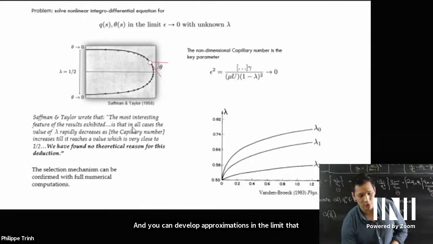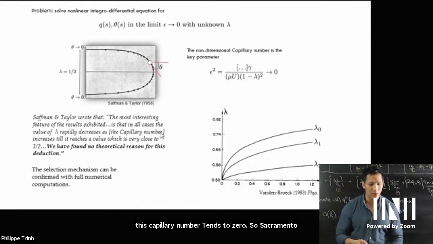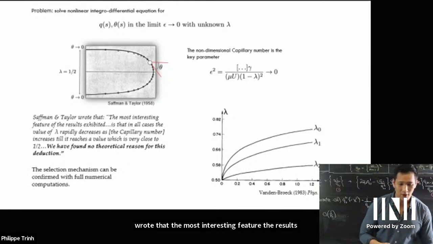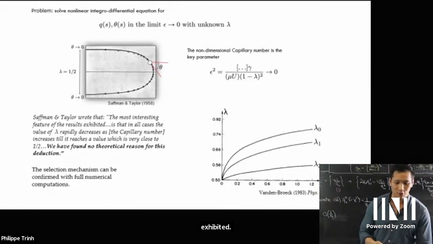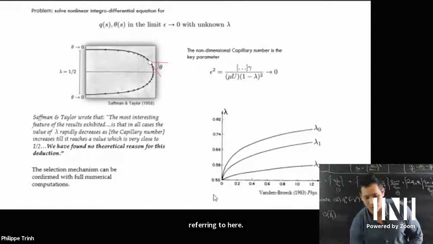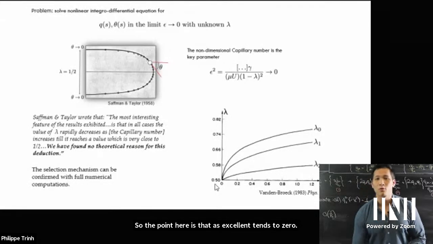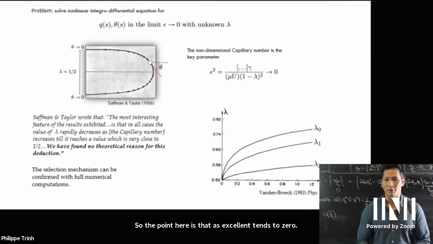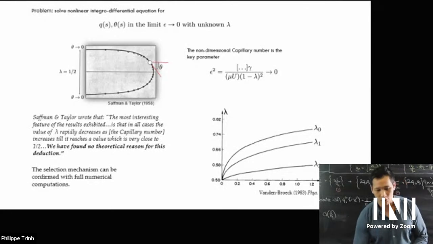So Saffman and Taylor wrote that the most interesting feature of the results exhibited is that in all cases, the value of lambda rapidly decreases as the capillary number increases till it reaches a value which is very close to a half. I think this is a typo, by the way, my typo. I think they meant the inverse capillary number, what they're referring to here. So the point here is that as epsilon tends to 0, what they find is that the finger width tends to a half the size of the channel. And they couldn't find a theoretical reason for this. And this is your beyond all orders effects.